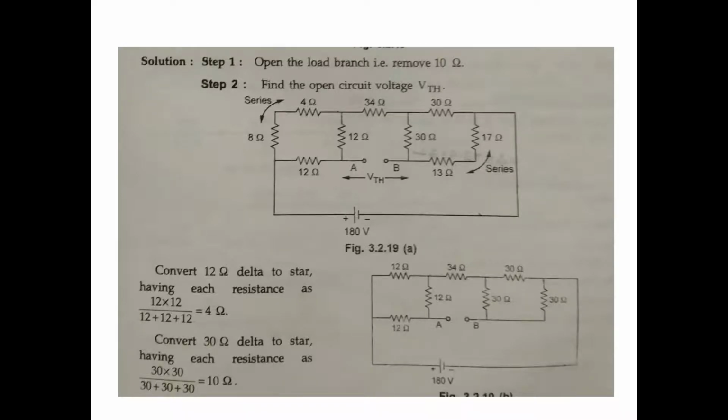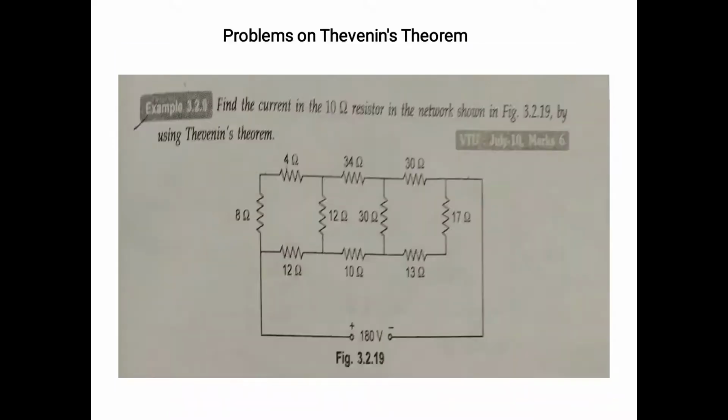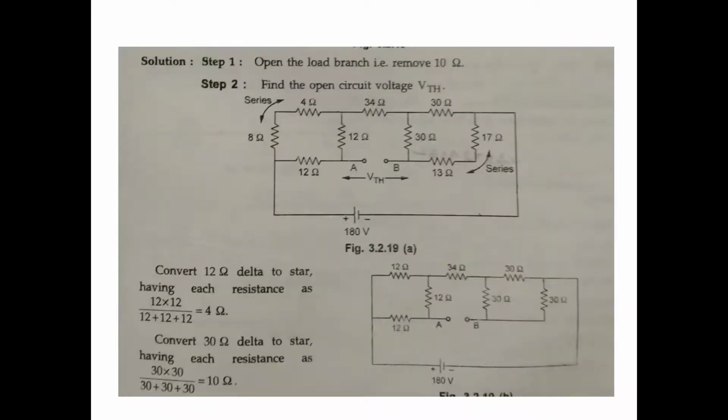First, step number 1: open the load branch, remove the 10 ohm. This 10 ohm is removed. Across VTH we calculated; before that you convert delta to star. This is also a delta, this also a delta. Find the open circuit voltage V Thevenin. Convert the 12 ohm delta to star, with each resistance equal.